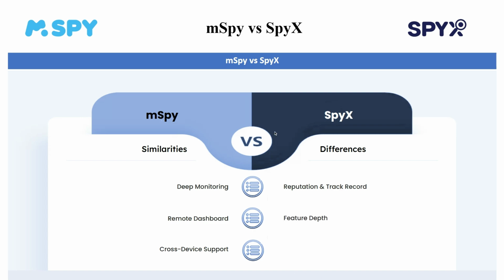Next, we have feature depth. mSpy generally offers more advanced monitoring options, especially on Android, including key logging, app activity tracking, detailed message logs, geofencing. SpyX focuses more on cloud-based monitoring, especially for iOS, often without requiring jailbreaking. So if you want maximum feature depth, mSpy often goes further. If you want an easier setup, especially on iPhone, SpyX may be simpler.